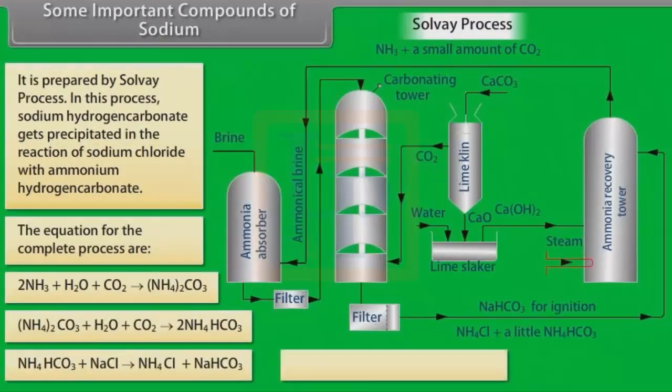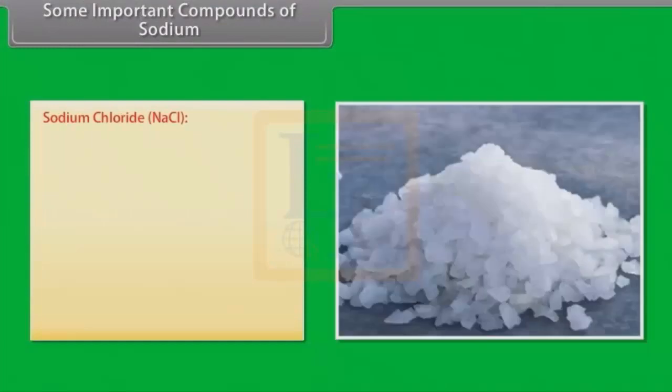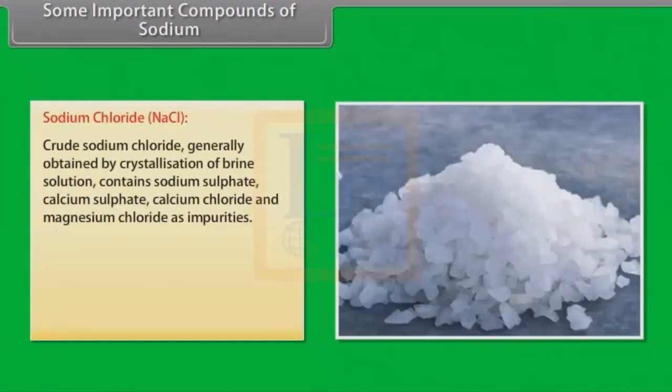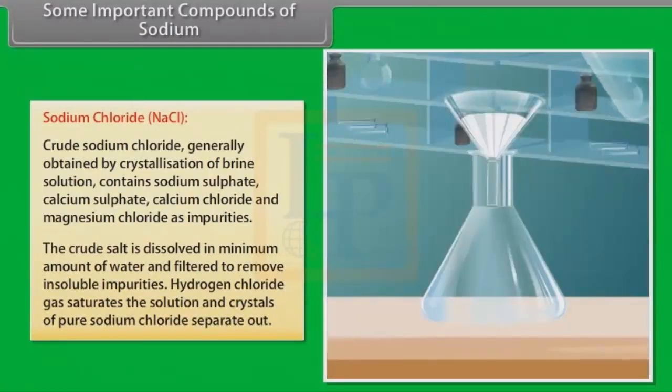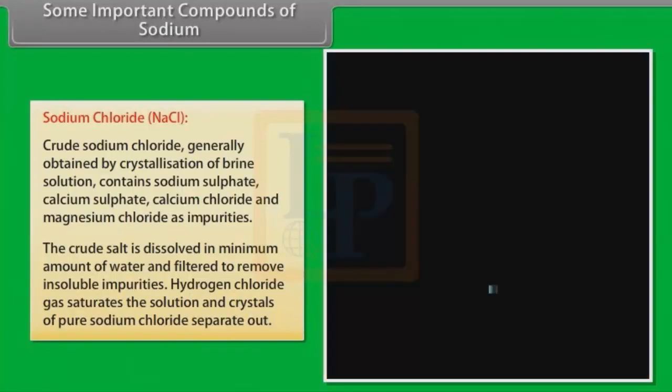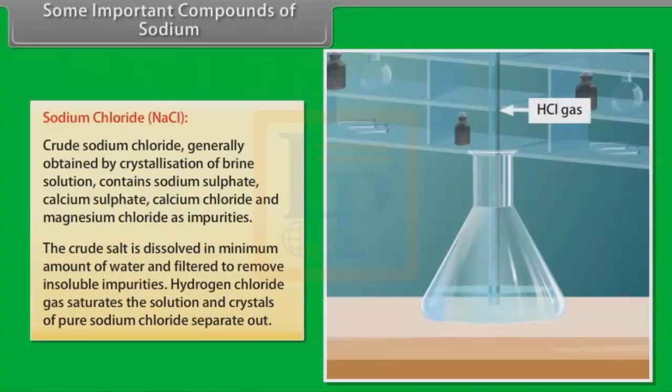Sodium chloride. Crude sodium chloride, generally obtained by crystallization of brine solution, contains sodium sulfate, calcium chloride and magnesium chloride as impurities. The crude salt is dissolved in a minimum amount of water and filtered to remove insoluble impurities. Hydrogen chloride gas saturates the solution and crystals of pure sodium chloride separate out.